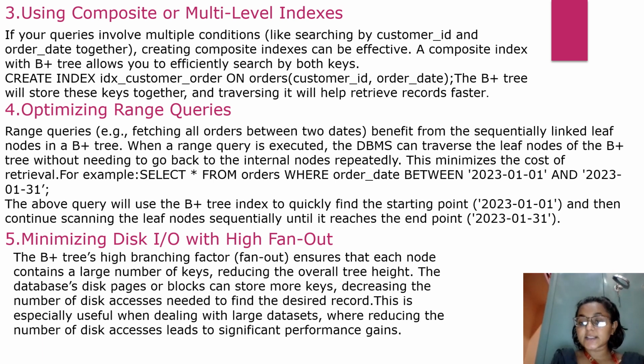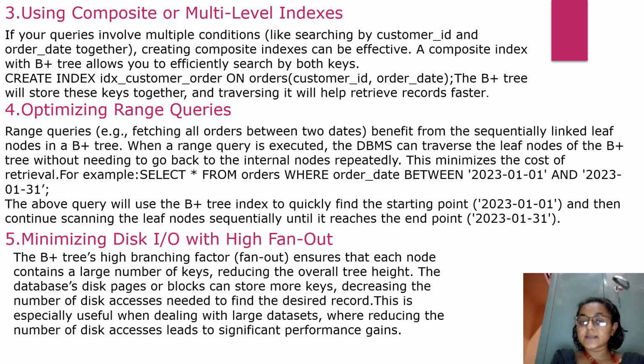For example, SELECT * FROM orders WHERE order_date BETWEEN '2023-01-01' AND '2023-01-31'. The above query will use the B+ tree index to quickly find the starting point and then continue scanning the leaf nodes sequentially until it reaches the end point, 2023-01-31, minimizing input/output.